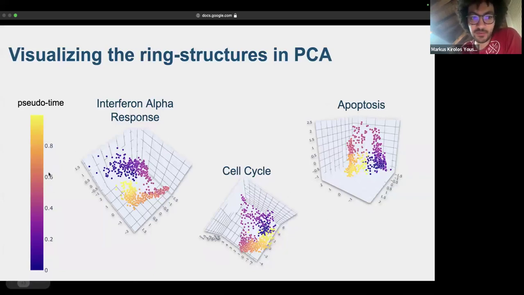And then we infer this pseudotime, which is the circular coordinate, and we can picture these things in 3 dimensions using principal component analysis, and we see that the circular coordinate really traces around the cycle, let's say.